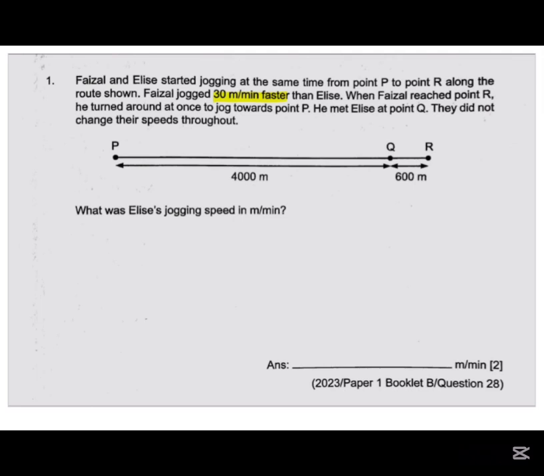Okay, so let's calculate Alice's distance first. Alice's distance equals to, so Alice jogged from point P to point Q, right? So total is just 4,000 meters. Correct? Okay, what about Faisal?